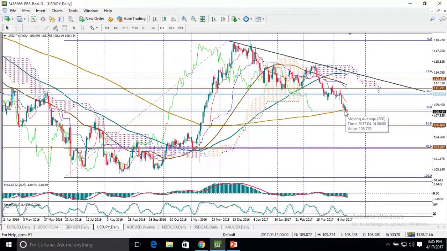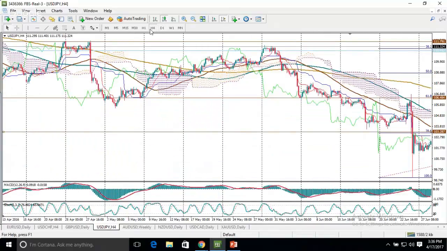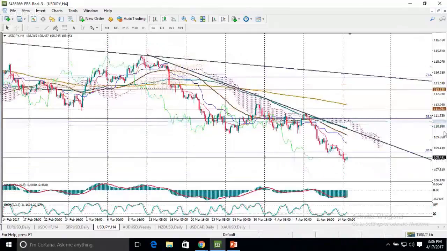We had already the pair close below this 200-day moving average on Friday and below the 50% Fibonacci retracement. So I think that the pair is very vulnerable to get lower to the area of 106.50. Of course, the pair is a bit oversold right now. So we will be looking for an opportunity to enter a bearish position. But if you have one, maybe holding on to it won't do much harm.